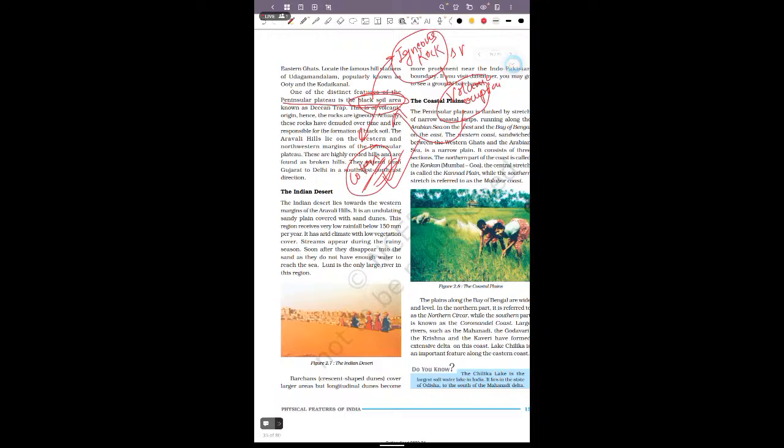So in the next topic we'll see the location of the Indian desert, its classification and its features. So for today this is all.